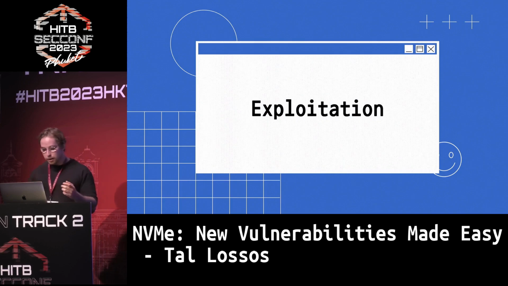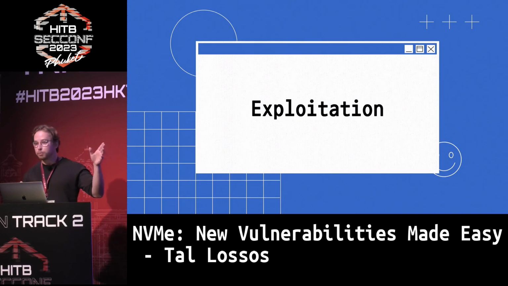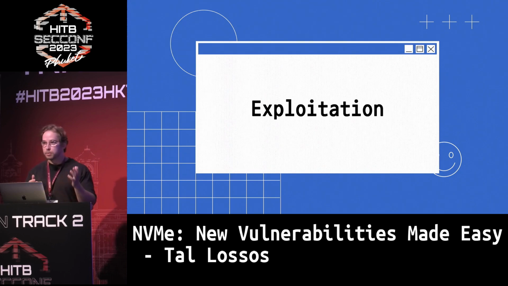Okay, so the attack surface might be quite obvious. It has potentially a lot of impact. But how can we even exploit this specific bug?